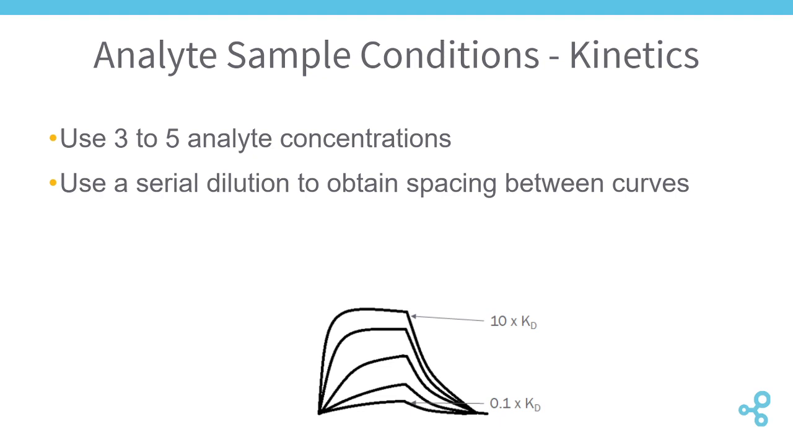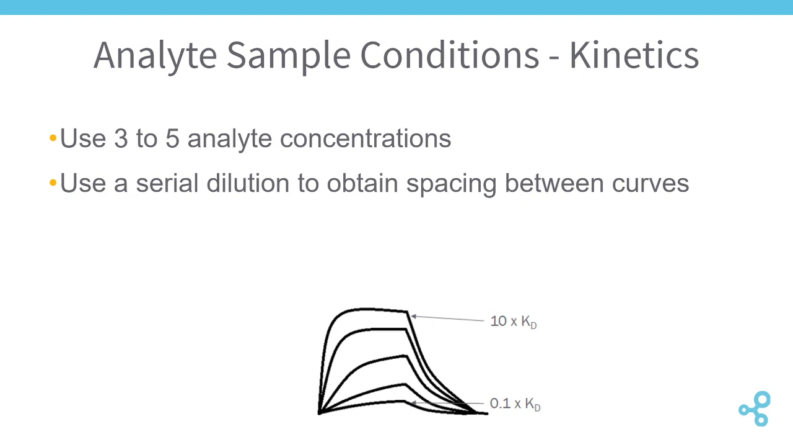The reason for that is that we'll have a much more accurate calculation for that KD value, and that'll become more apparent in a little bit here. But we do recommend 3 to 5 concentrations. And again, we want to be in that 0.1 to 10 times the KD concentration range, like we see down here. To obtain that, we usually use a serial dilution. So I recommend doing a 3-times serial dilution.